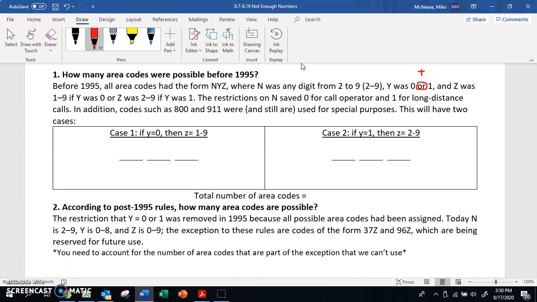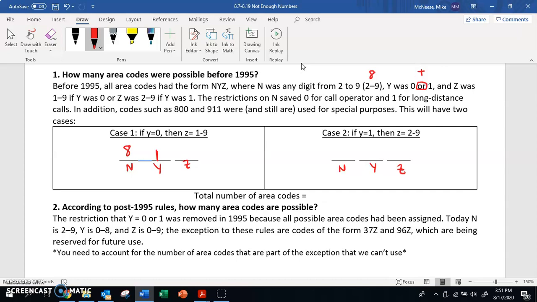So remember how we said Y was either 0 or 1? Well, we're going to look at if Y was 0, then Z is 1 through 9. And case 2 would be if Y is 1, then Z is 2 through 9. Remember, the form follows N, Y, Z for each of these. Now if Y is 0, how many possible options can you have for Y? Well, there's only one possible option, and it has to be 0, right? Now for N, how many options did we have? N was any digit from 2 to 9, so that's 2, 3, 4, 5, 6, 7, 8, and 9.